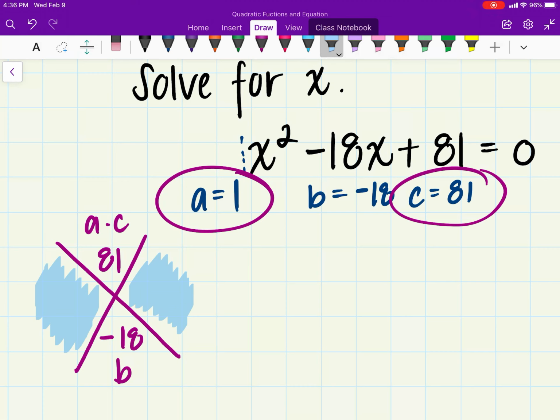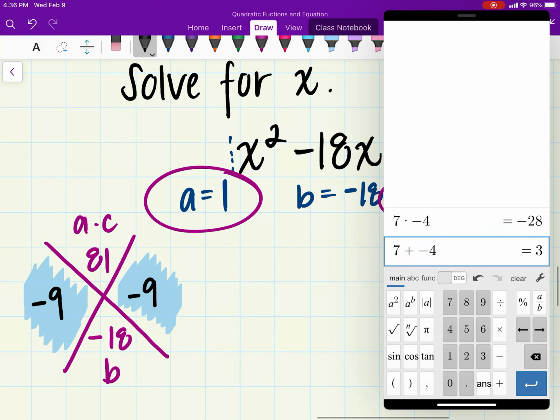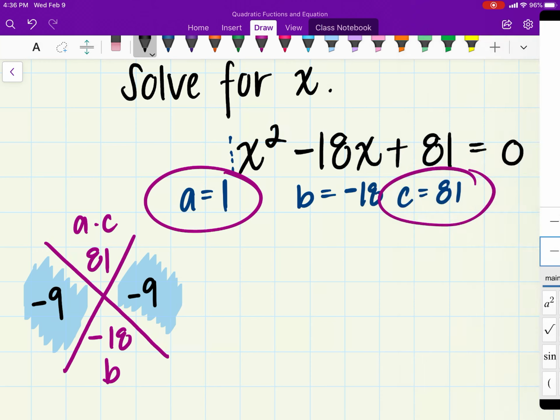Those two numbers for us would be 9 and 9. So 9 times 9 gives us 81. But if I add 9 and 9, it's not going to give me negative 18. So I'm actually going to make it negative 9 and negative 9, because negative 9 times negative 9 is going to give us 81. Let's go ahead and check here. Negative 9 times negative 9 is 81, and negative 9 plus a negative 9 is going to be negative 18.